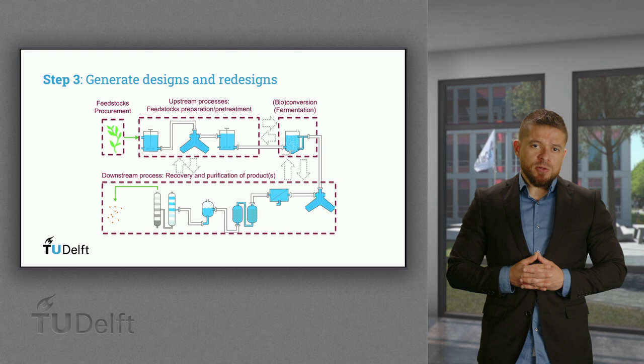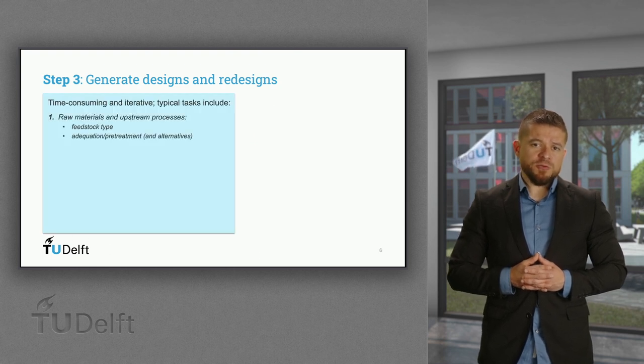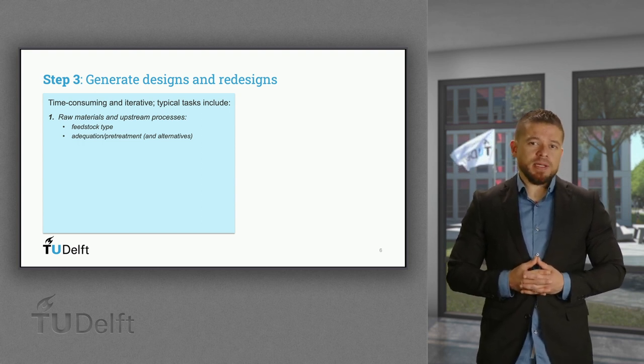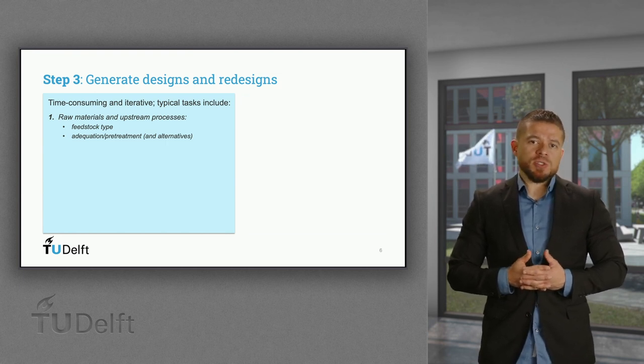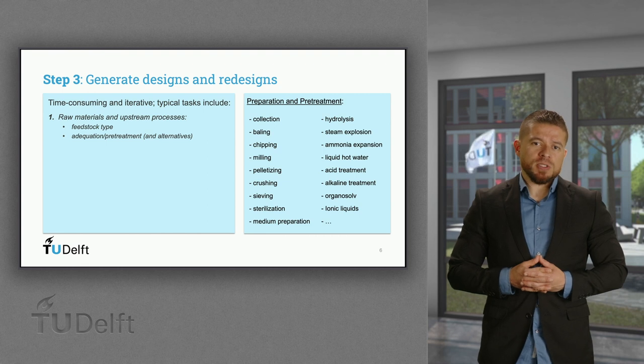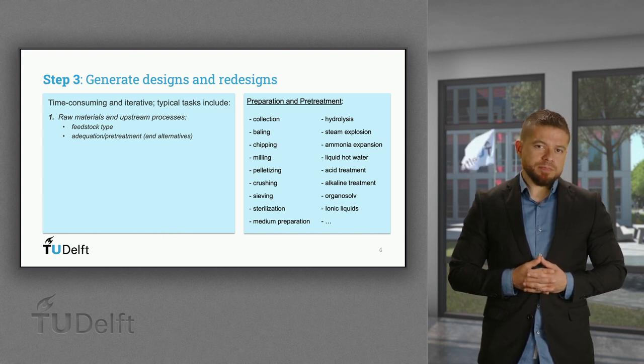Let's see some examples. For the first two sections, there are different choices for the type of raw materials. Is it first G? Is it second G? And is pretreatment needed? Or only adequation of raw materials? From those two simple questions, multiple process options appear according to the purpose. For example, acid treatment for biomass pretreatment.